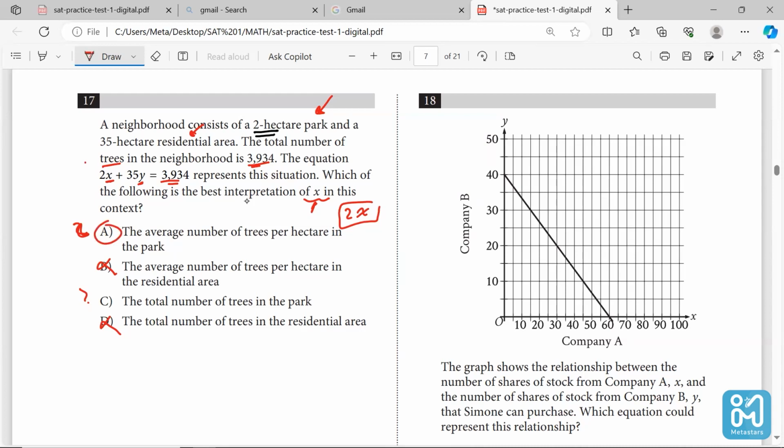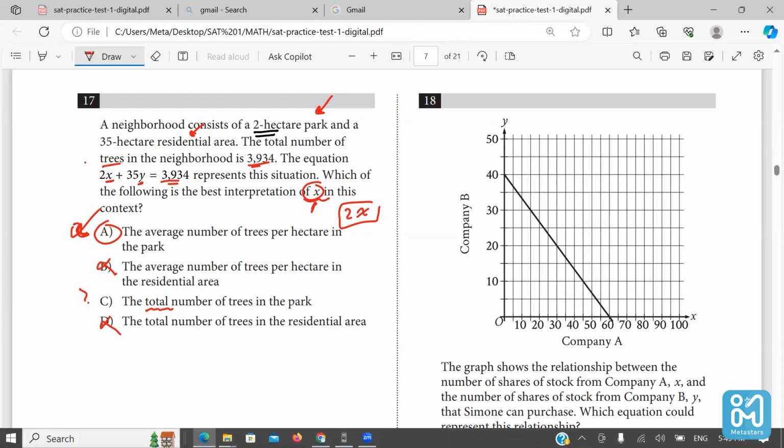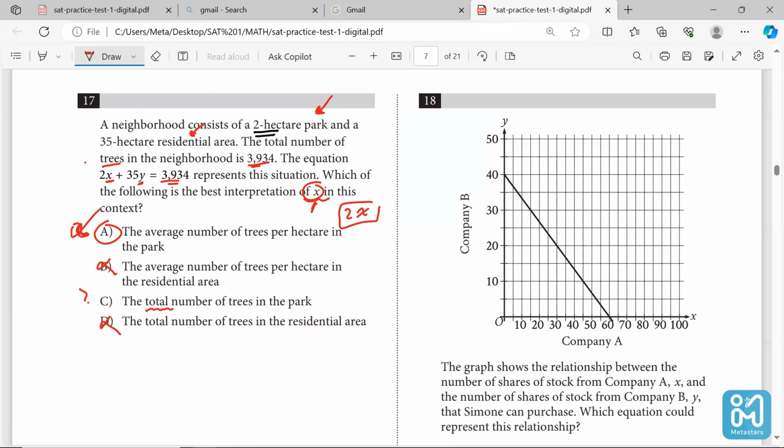Now, part C is talking about the total number. Here I'm asking you about only x, not 2x. 2x represents the total number of trees. So focus on this idea. Okay? So my correct answer is going to be A. Any question? Do we have a problem, guys? Okay.